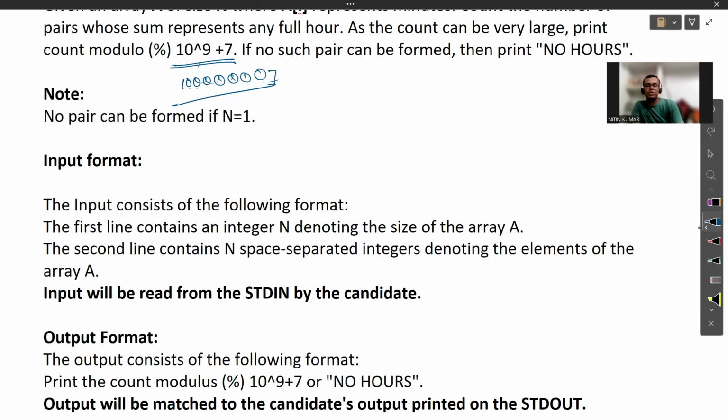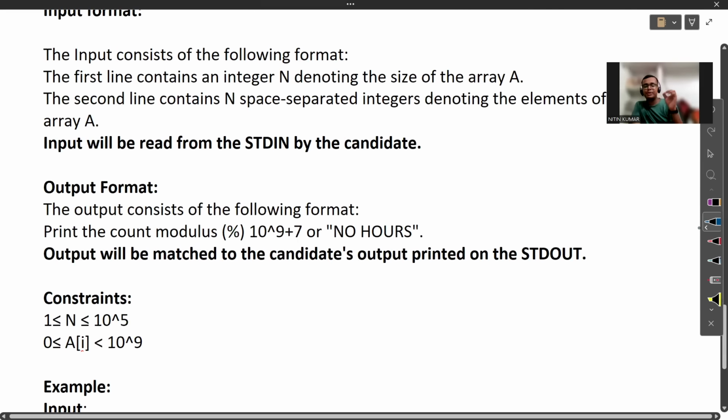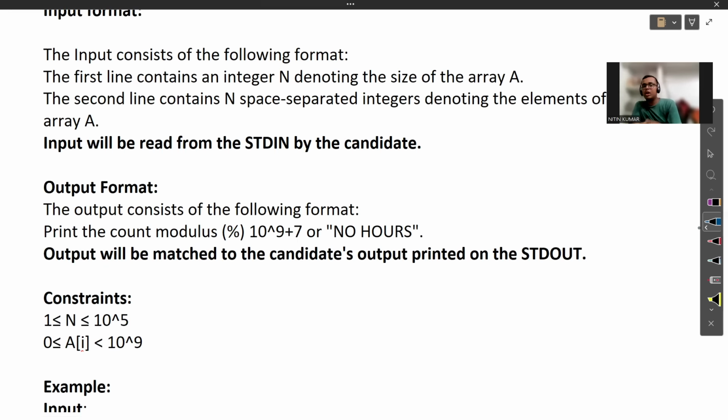Now, the very important thing, the output. What will be our output? Always print our output by taking modulo by 10 to the power 9 plus 7. Otherwise, if there is no output, you have to print no pairs. Why are we taking modulo with 10 to the power 9 plus 7? I have discussed this previously in this video in a detailed manner, so I'm not going to discuss it again.